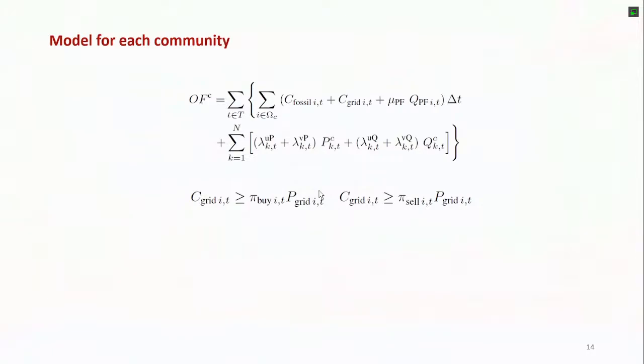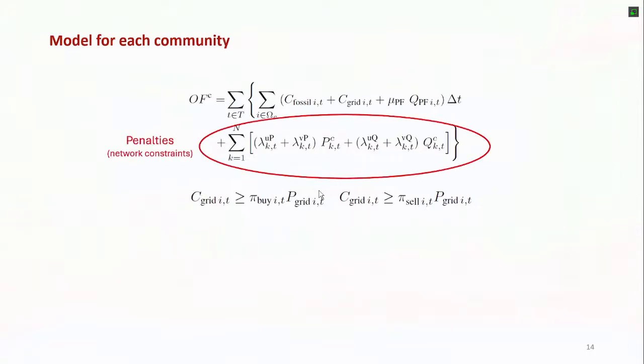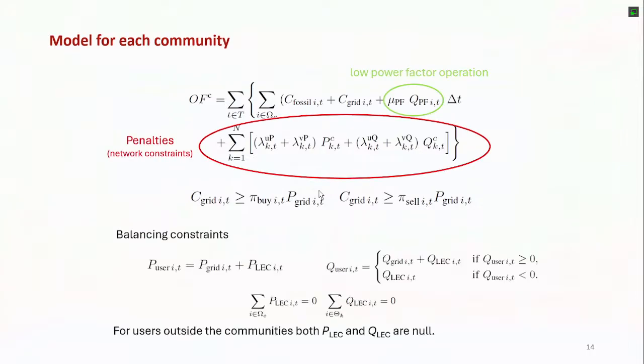So we focus on this. You see that it is a minimization, so we need to put some balancing constraints, and here I put the balancing constraint in evidence: the power that is measured in all the users needs to be balanced by the power from the grid and the power from the community. Obviously, there is also the constraint that the summation of PLEC for all the users, also the reactive power, is equal to 0, so there is a balancing inside the community.